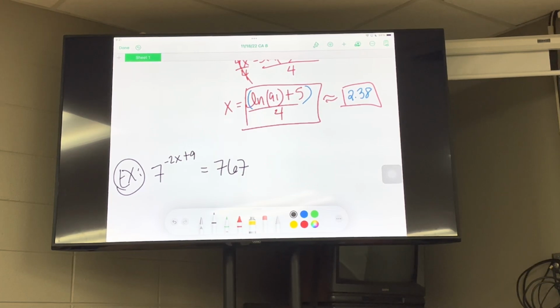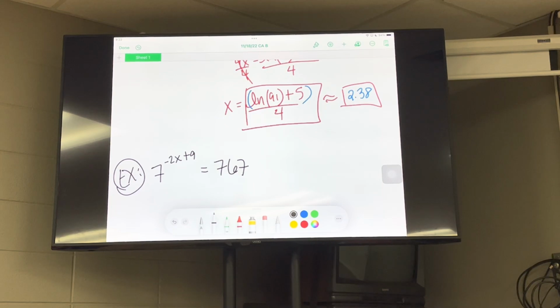Can you raise 7 to a power and get 767? No. And I don't want you to waste time there. Again, that's why I kept stressing, if it says solve the following elementary, yes, you can. You absolutely can. But this one doesn't say solve the following elementary, it just says solve the following exponential. So immediately I need to go into doing the logs.